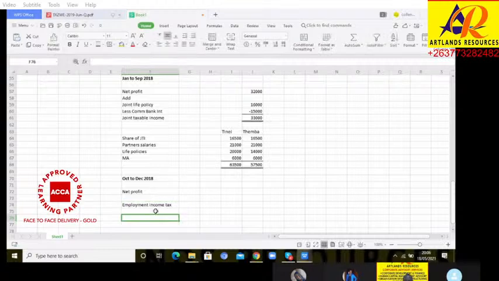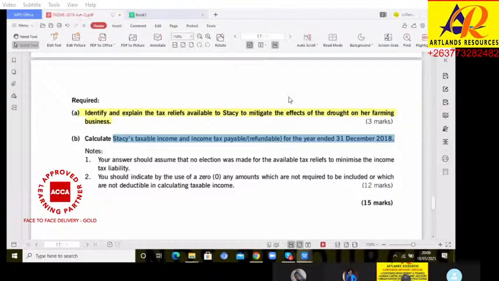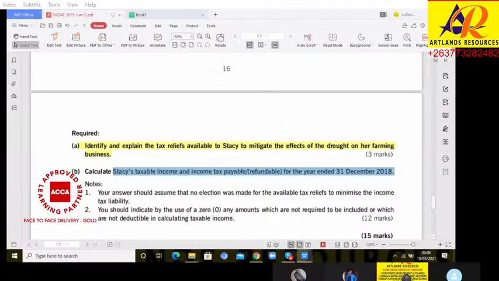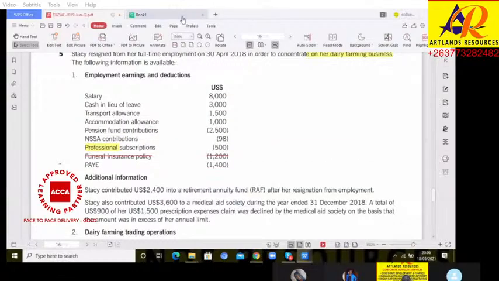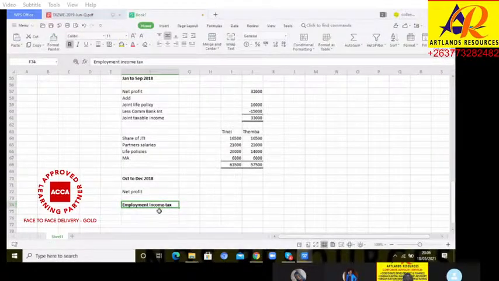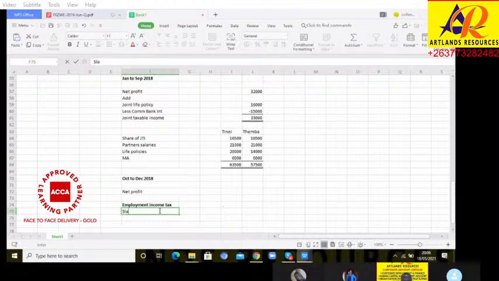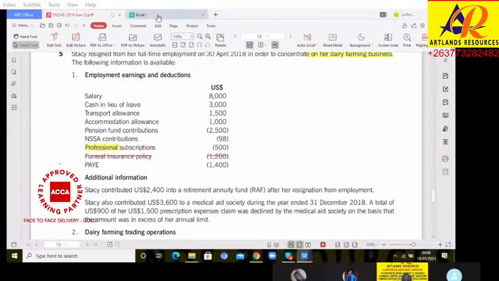She has two sources of income. So there's employment income tax. This one is merely straightforward because we are just using employment tax provisions. All right, salary. It's a matter of saying salary. Excuse my spelling there. I'm rushing a bit.